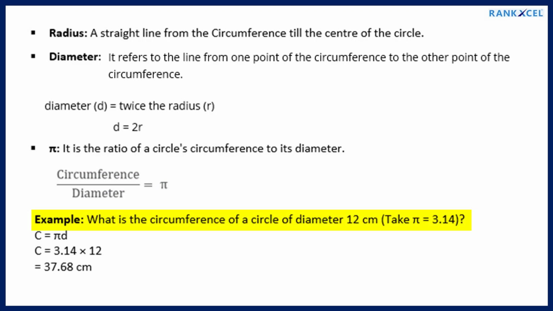Example, what is the circumference of a circle of diameter 12 centimeters? Take pi equals 3.14. C equals pi d. C equals 3.14 times 12. Equals 37.68 centimeters.